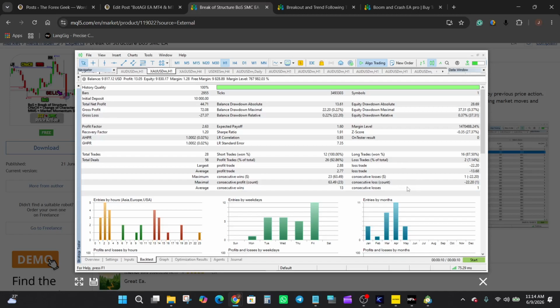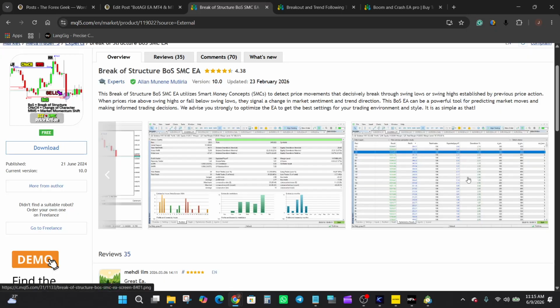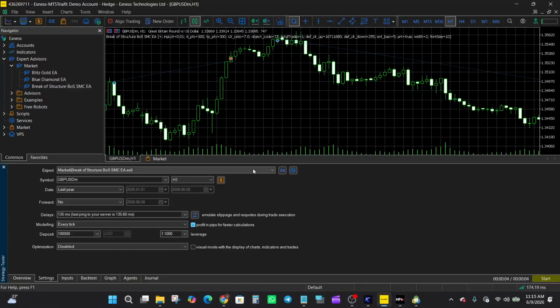So the bad risk to reward ratio would have impacted this total net profit that we are seeing here, because the net profit is very little compared to the initial balance. But let's head over to our strategy tester so that we can also see how the EA performed over the past 5 months. So we're testing the break of structure BoS SMC EA on GBP USD on the H1 time frame, and the duration for the testing is about 5 months and a week. And we are using the last ping to the server for the delays and every tick modeling.